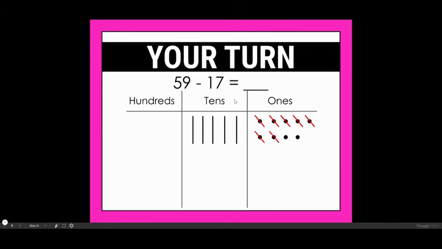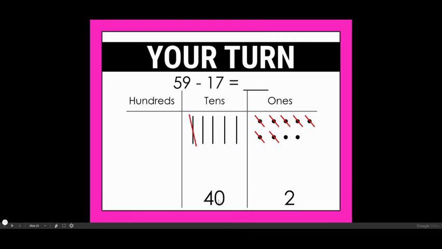Now let's move on to our tens. Looking back to 17, how many tens do we take away? Just 1. So draw a line through one of your tens. And now it's time to find our difference since we don't have any hundreds. So let's go back to our ones. How many ones are we left with? 1, 2. How many tens are we left with? 1, 2, 3, 4. 4 tens is equal to 40.